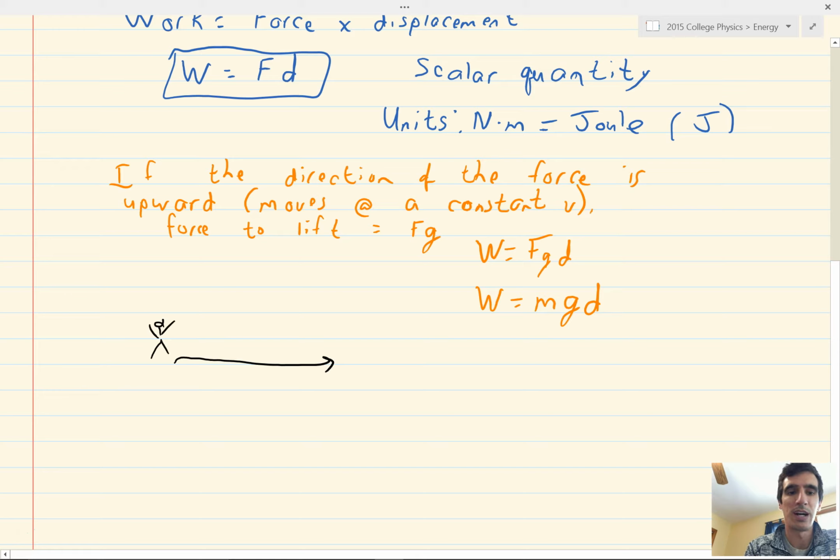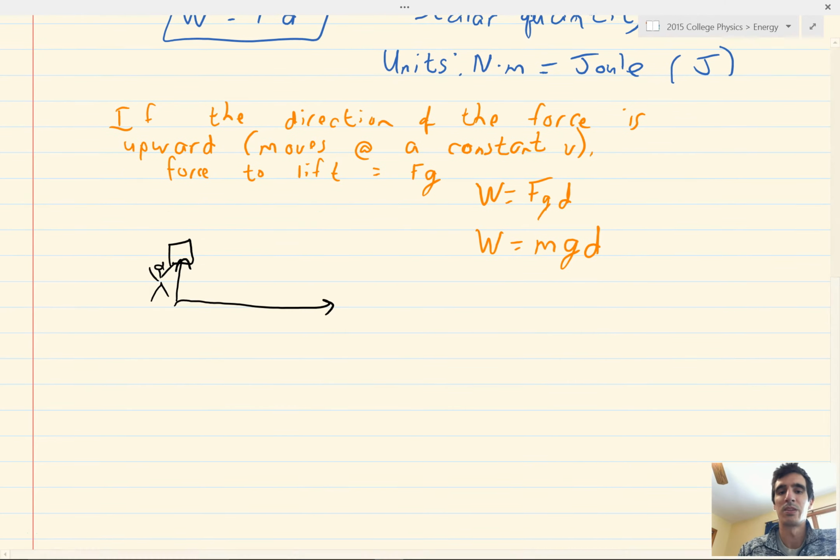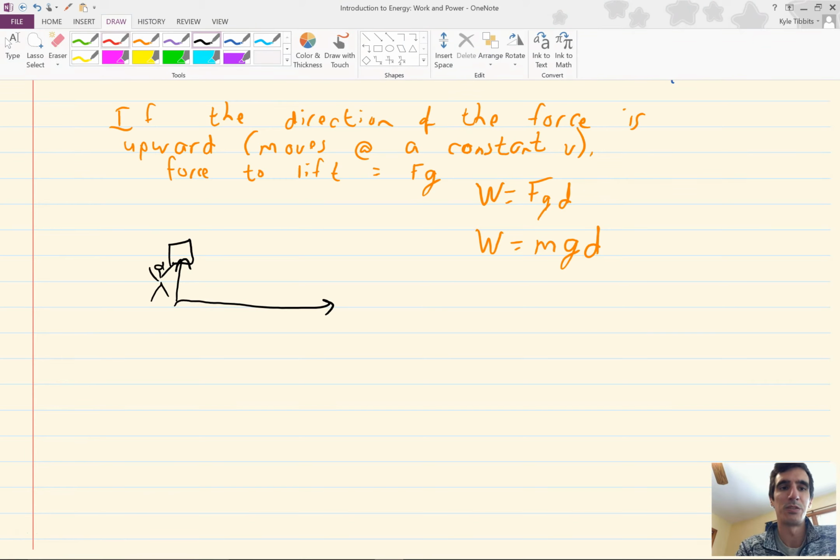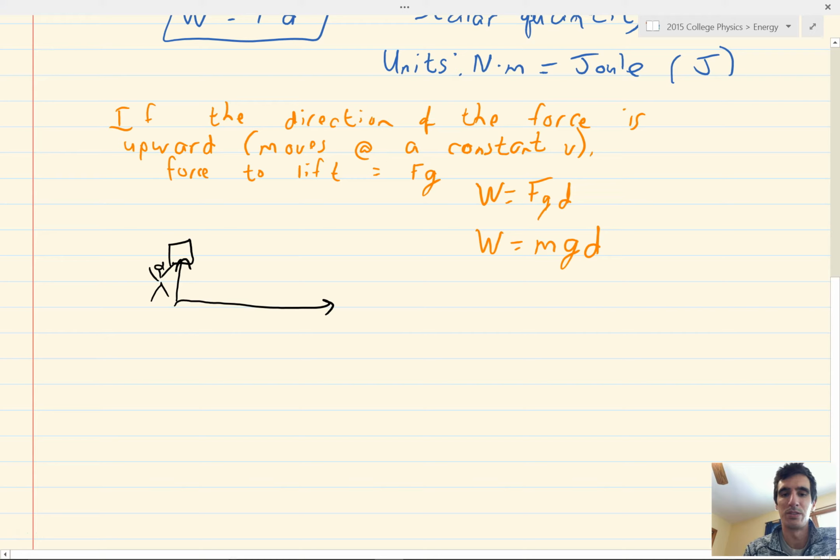And to hold this 500 kilogram object, I'm applying an upward force. So, my force is upwards and I'm moving to the right. That means there's no work being done. So, the force and the distance must be in the same direction. It's important to remember. Okay, so force and distance must be in the same direction.